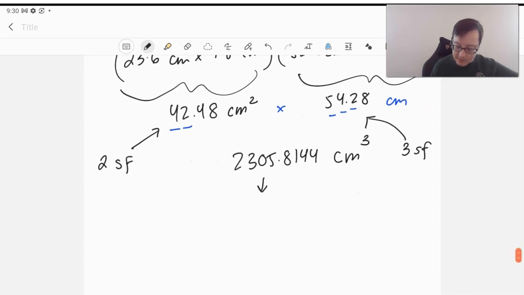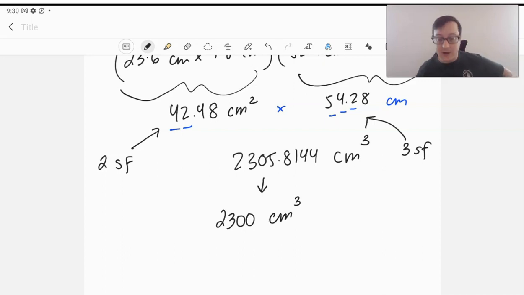And so we're going to round it to 2300. Don't forget those zeros. Those zeros are very important placeholders. Remember, they tell us the magnitude of the number. So we're going to end up with 2300 centimeters cubed, and that will be our answer with appropriate sig figs.